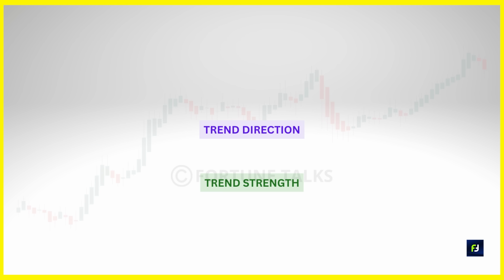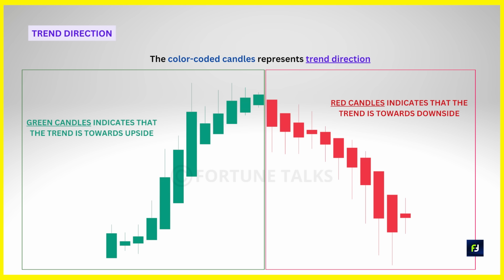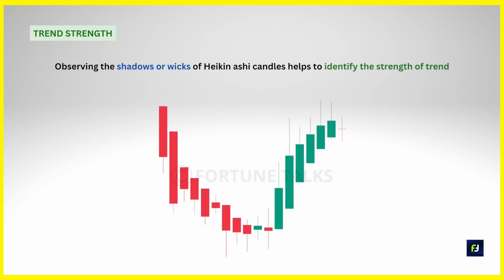So with this information of Heikin Ashi candles, we can figure out two things: the trend direction and the trend strength. Now using Heikin Ashi to identify trend direction is quite easy. As mentioned earlier, the Heikin Ashi chart shows you the direction of a trend through its color-coded candles. So a green candle is telling you that the trend is up and a red candle is telling you that the trend is down. Now in order to identify the strength of a trend using Heikin Ashi candles, you need to observe the shadows or wicks of the candles.